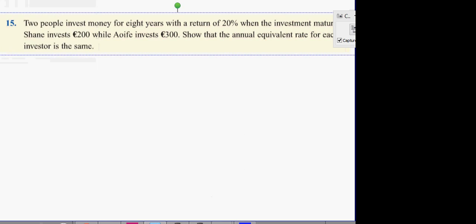Is number 15. Okay, it goes, two people invest money for 8 years with a return of 20% on their investment matures. Shane invests €200 while Eva invests €300. Show that the annual equivalent rate for each investor is the same.